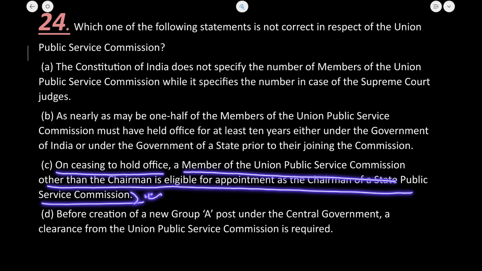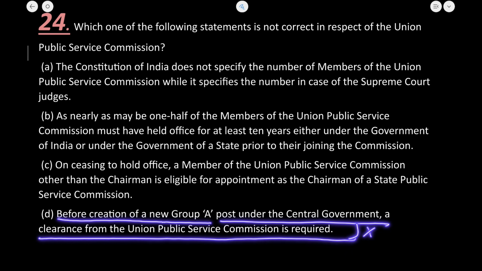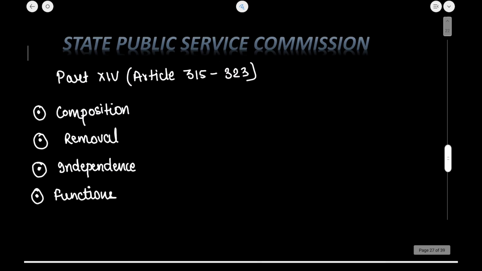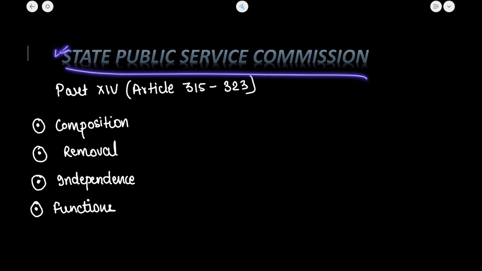Yes. Before creation of a Group A post under the central government, a clearance from the UPSC is required. So this is not required. The Commission is just an advisory body. So D here is not true. So now let us see the important points regarding the State Public Service Commission, and in this video only we are going to complete the State Public Service Commission as well.